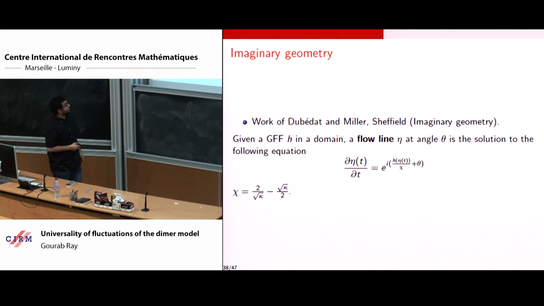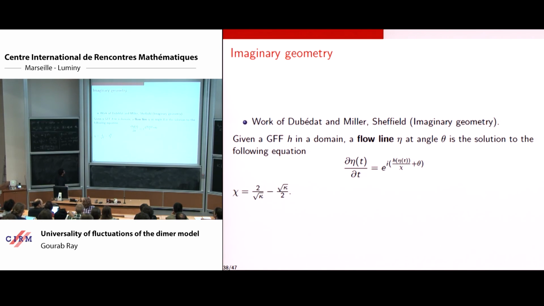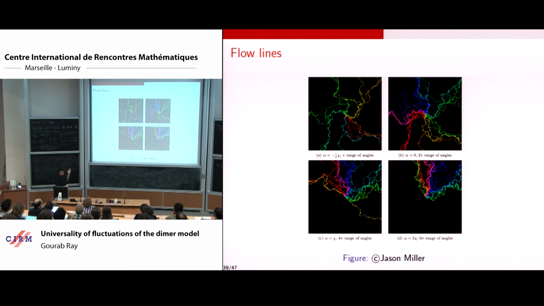So that's maybe in one line what this theory is. So what has this got to do with our problem? Here are some nice pictures by Jason Miller of these flow lines. You can find these pictures on his webpage also. They're very nice.